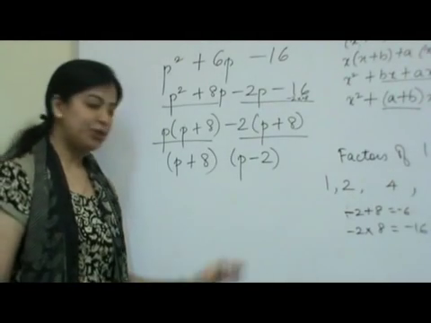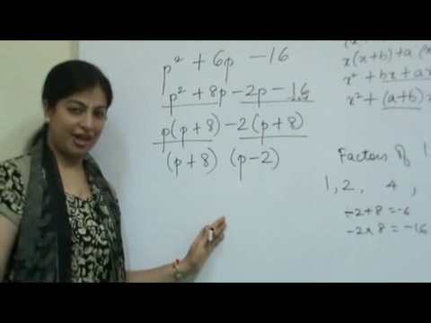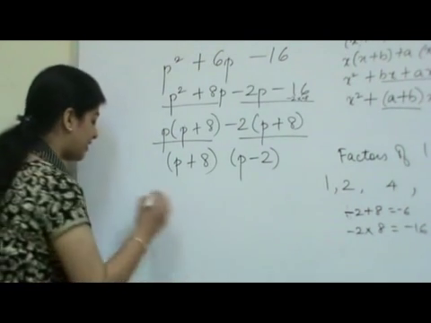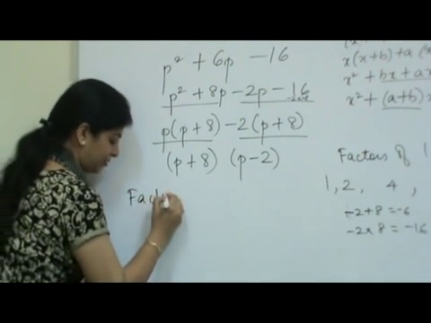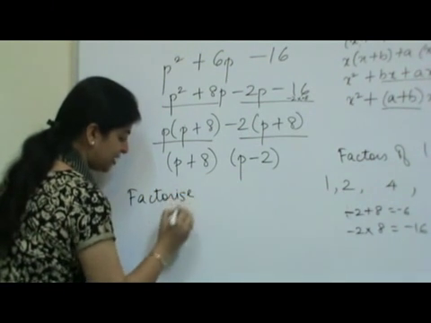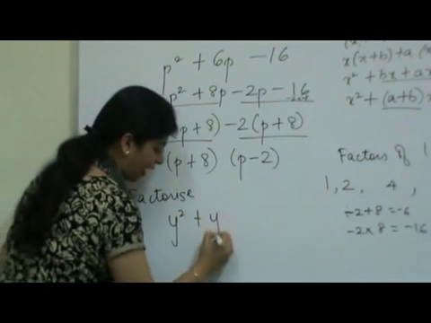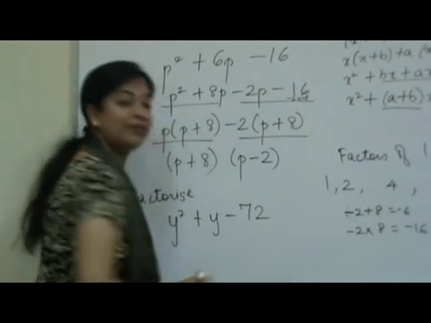Okay students, if you have understood the concept of how to factorize a quadratic trinomial, you can factorize this example. Factorize y squared plus y minus 72. Thank you.